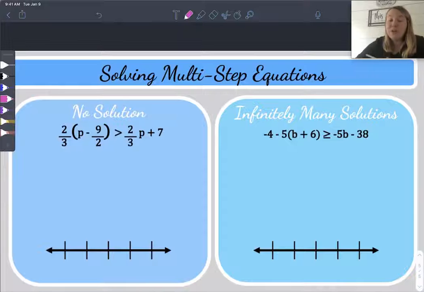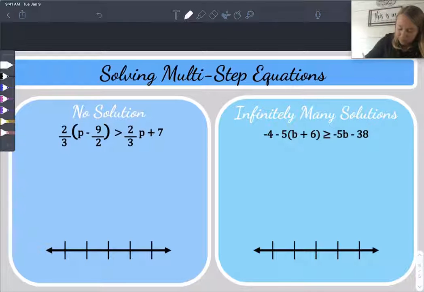Now for these 2, I would like for you guys to try these on your own. See if you can solve for these and see what you get for an answer. It might not be like what we got on the last 4 examples. So if you would like, pause right now, see what you get for an answer, and then unpause to see what I get for an answer.